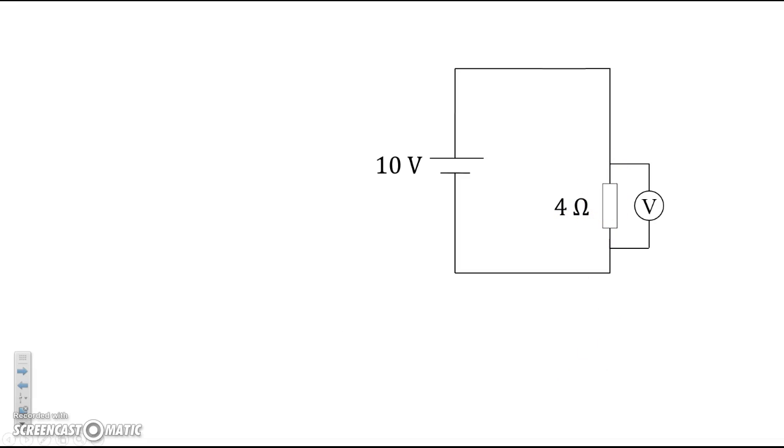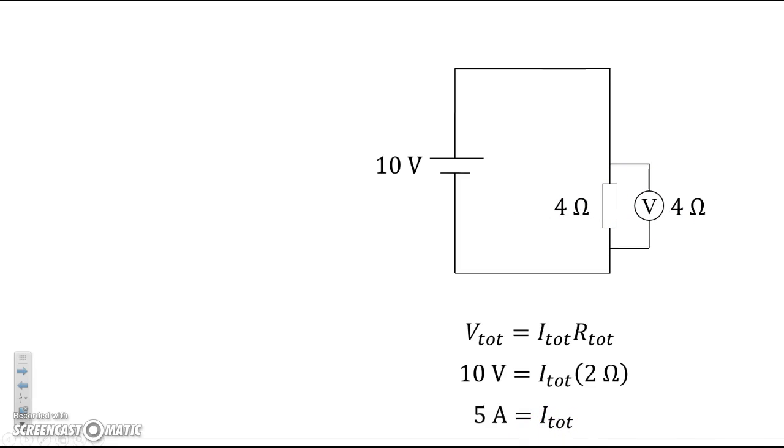Now let's say the resistor is 4 ohms. What should the voltmeter have as its resistance? Well, let's pretend it's the same, 4 ohms. In this case, the potential difference of the entire circuit is equal to the total current times the total resistance. 10 is the potential difference across the entire circuit. I total is unknown, and we have 2 ohms, because whenever you have 2 branches in parallel with the same resistance, the total is cut in half. That gives us a total current of 5 amps.